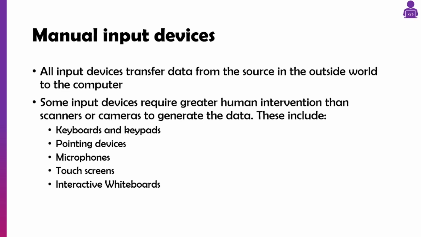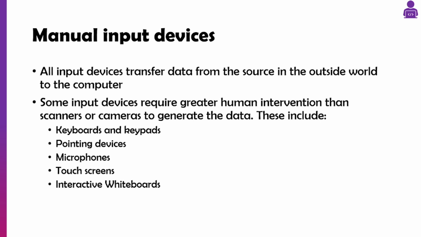So we've got two types. We've got manual and automatic input devices. A manual input device transfers outside data. So that could be you click a mouse, or a sensor. That would be an automatic one. From the outside world to the computer.